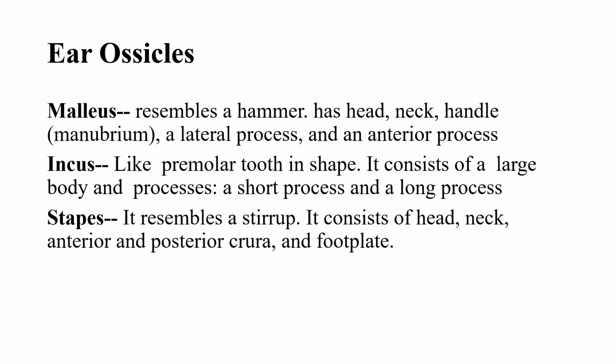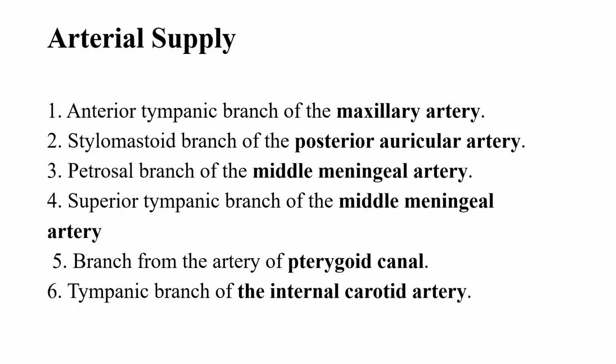Now, these slides we have already seen. Coming to the arterial supply, the blood supply, you should just know it for viva. It is not mentioned in the competency, but it may be asked sometimes. So you should at least know these main arteries which are supplying your middle ear. So which are the arteries? Maxillary artery, auricular artery, posterior auricular artery, middle meningeal artery, and pterygoid canal, and the internal carotid artery.